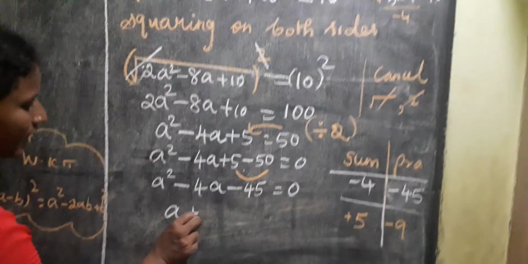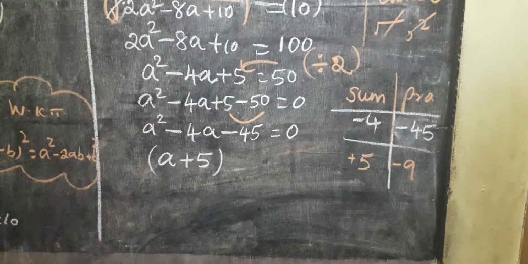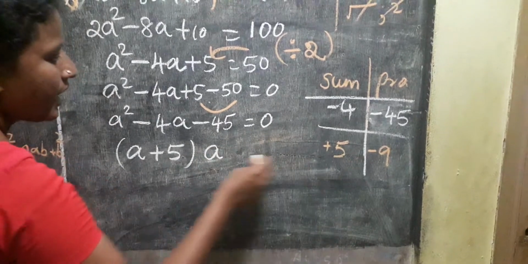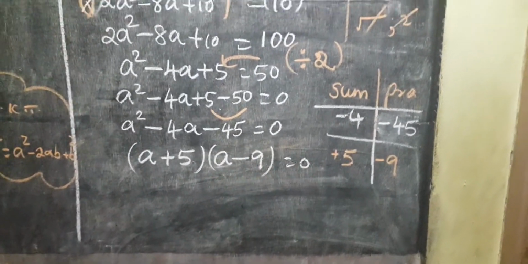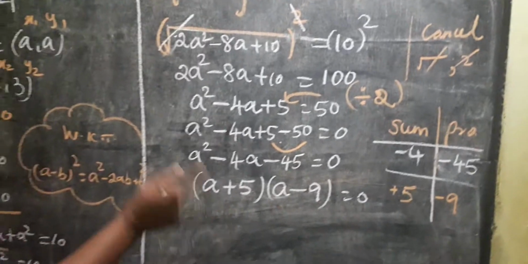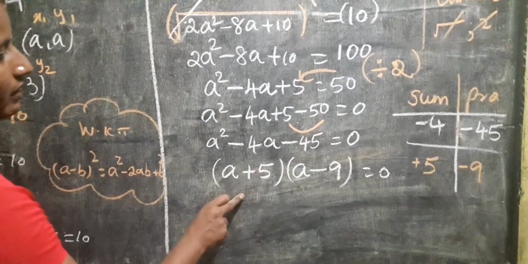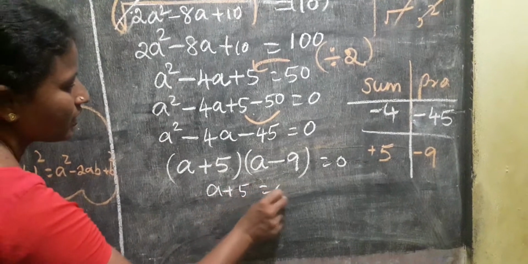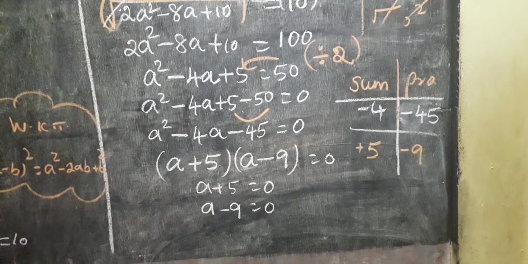Plus 5 is one of the values: a + 5. And another value: a − 9. What is the equation? (a + 5)(a − 9) = 0. This is solving the quadratic equation. You also studied this in the 8th standard factorisation topic, you know very well. Next, a + 5 = 0, and then a − 9 = 0.